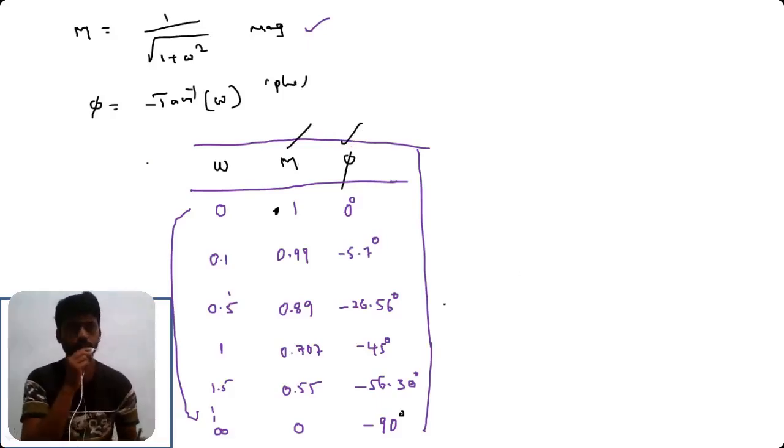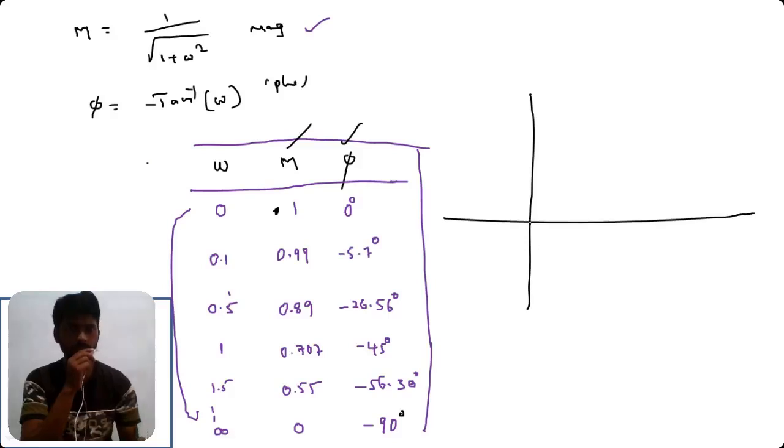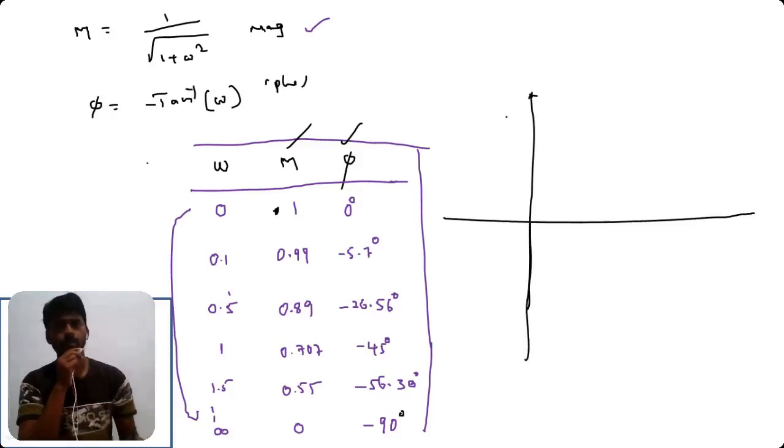Just observe how we can draw a polar plot. For that I am taking a normal graph with a scale. Just imagine, first for omega equals 0, the magnitude is 1 and the phase angle is 0 degrees. It is in polar form, so we can draw this polar form on this four-quadrant axis.